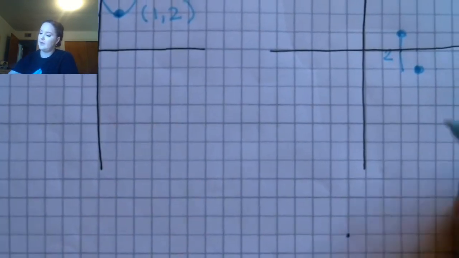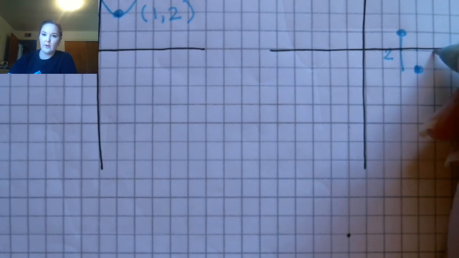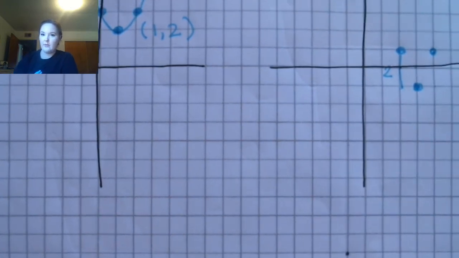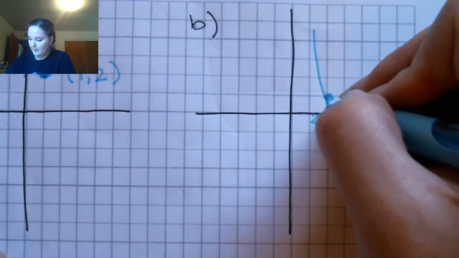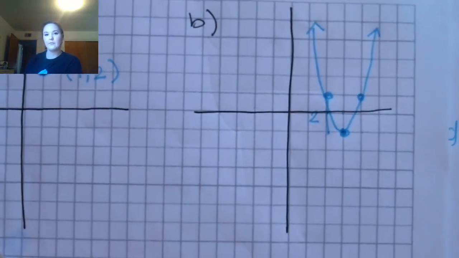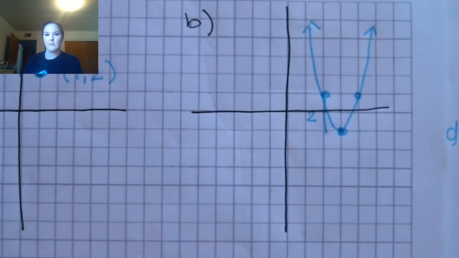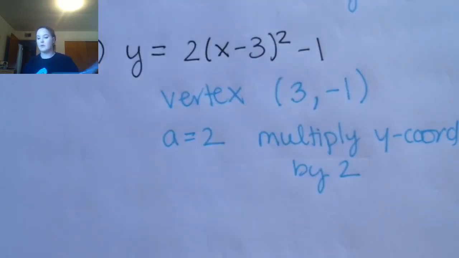And the same thing here. We know it's 1 unit over and 2 units up. And now I'm going to connect with my parabola shape. All right. We're going to do some more examples of this.